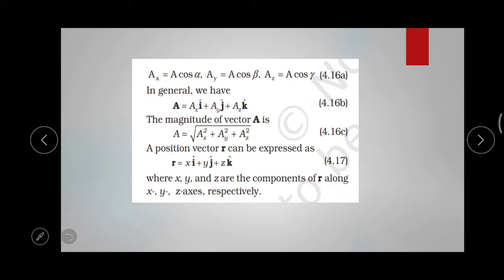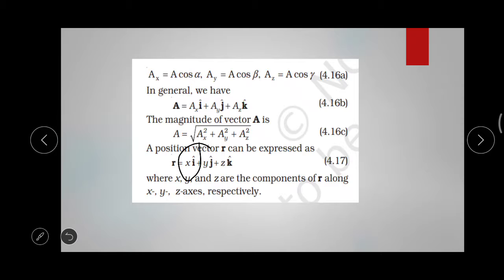So, a position vector. Now let us come to a position vector. The position vector r can be expressed as, so it is representing a particular position, which can be represented as r is equal to the magnitude of the x component into i cap. It means you are considering that one as the vector, where small x is the x component, small y is the y component, and z is the z component, the magnitude of the component.